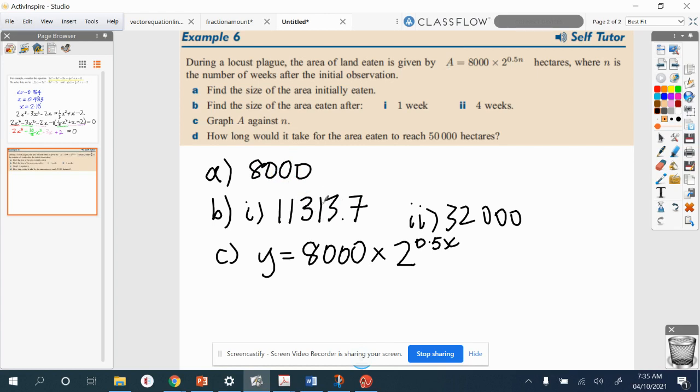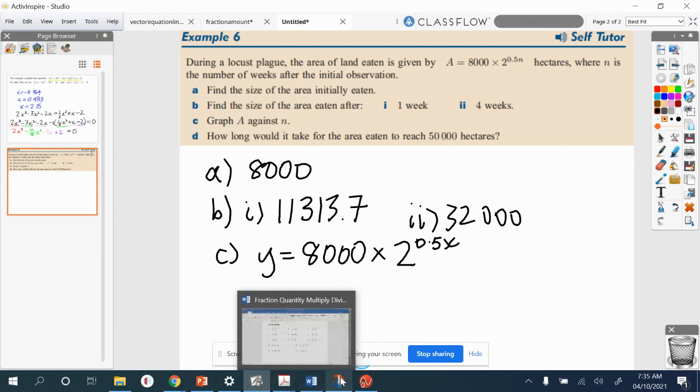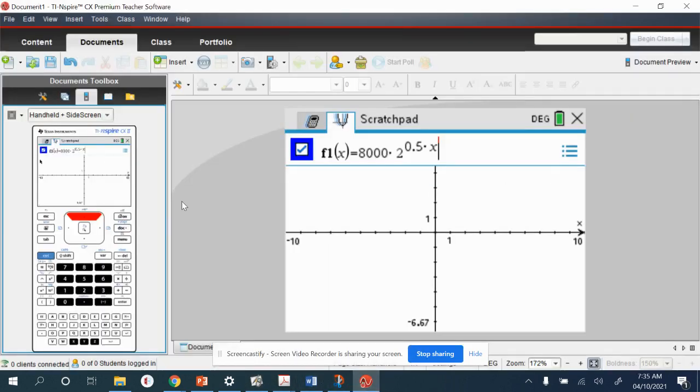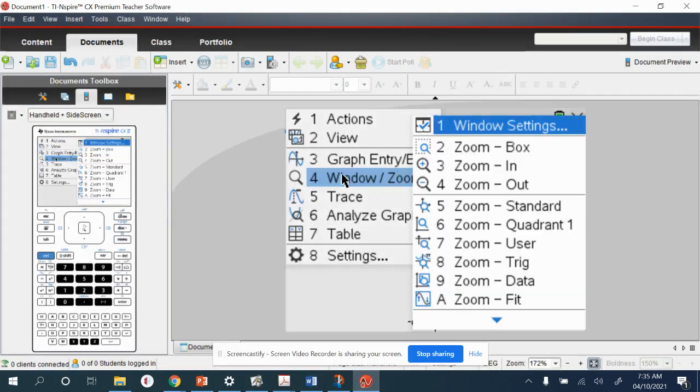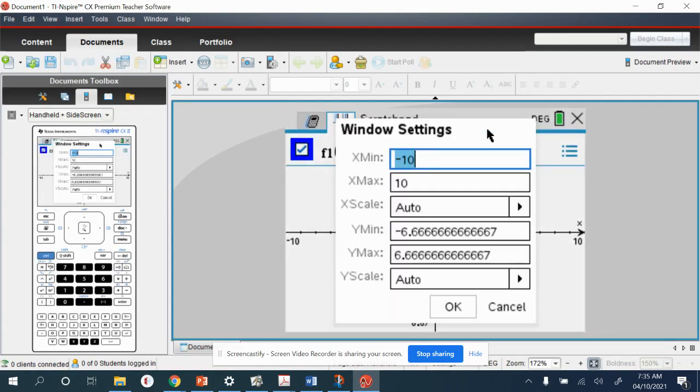And here it's 11,300. Here it's 32,000. So even though the values of x are quite small, we've typed in 0, 1, 4, look at how big the values of y are. So we need to go into our window and change it to an appropriate scale. So x wasn't too bad. Let's start maybe on 0, perhaps end on, I don't know, 10 for now at least. We can change it later.